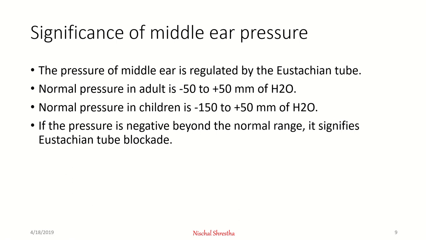What is the significance of middle ear pressure? We all know that the pressure of the middle ear is regulated by the Eustachian tube, and this pressure in adults lies in the range minus 50 to plus 50 mm of water, and in children it is within the range minus 150 to plus 50 mm of water. Any deviation in this pressure, suppose if the pressure is more negative than this range, then it signifies that Eustachian tube blockage has occurred.